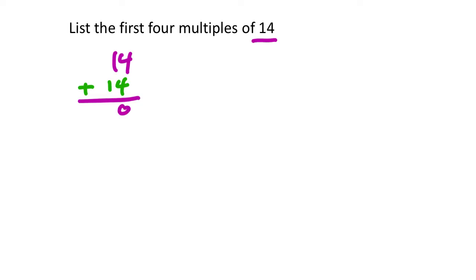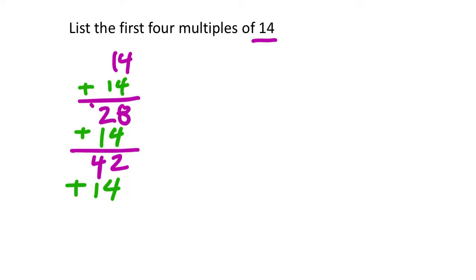4 plus 4 is 8. 1 plus 1 is 2. So 28 is the second multiple. We're halfway there, by the way. Add another 14. That'll be the third multiple. 8 plus 4 is 12. Carry the 1. 1 plus 2 is 3. Plus 1 is 4. 42 is the third multiple. We only need one more.